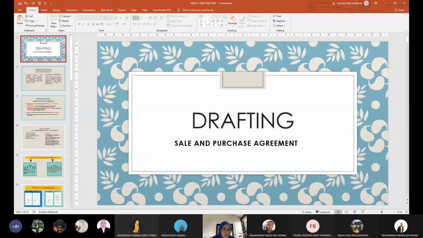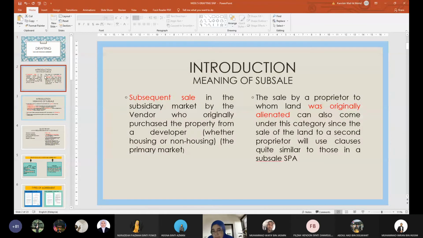So kita tengok dulu what is meant by sub-sale transaction. Kalau sebelum ni kita learn about first-hand transaction. Sub-sale transaction means subsequent sale in the subsidiary market by the vendor who originally purchased the property from a developer, whether housing or non-housing, i.e. the primary market.